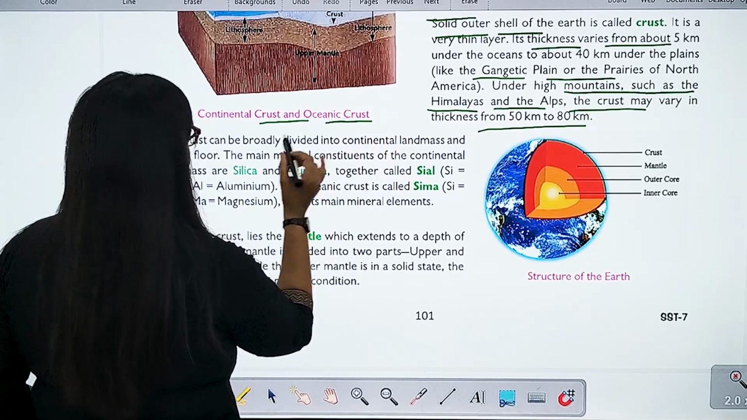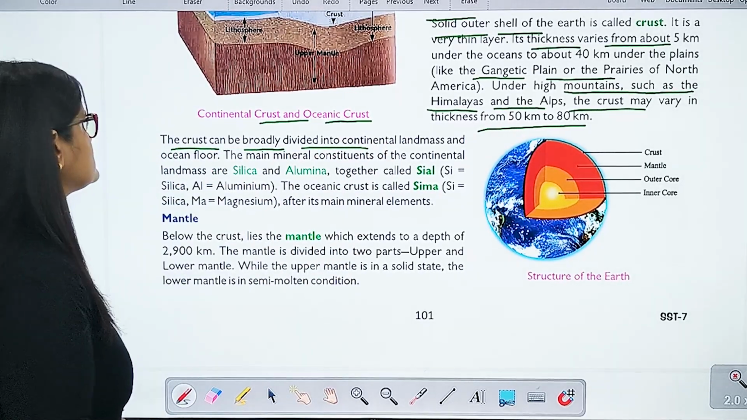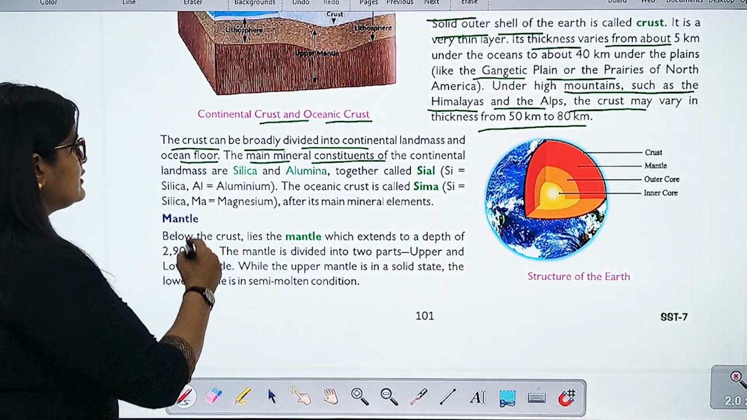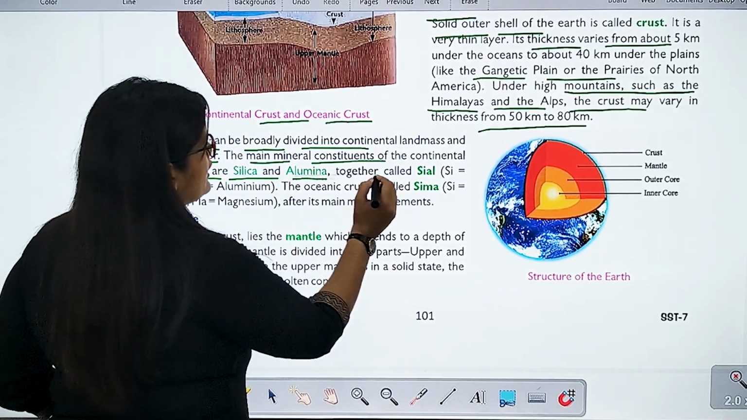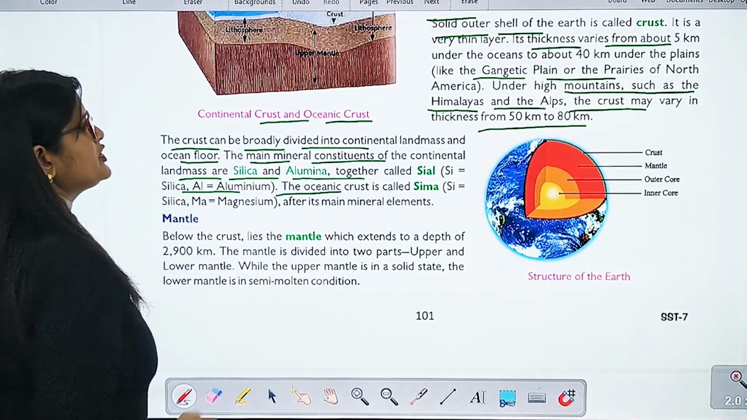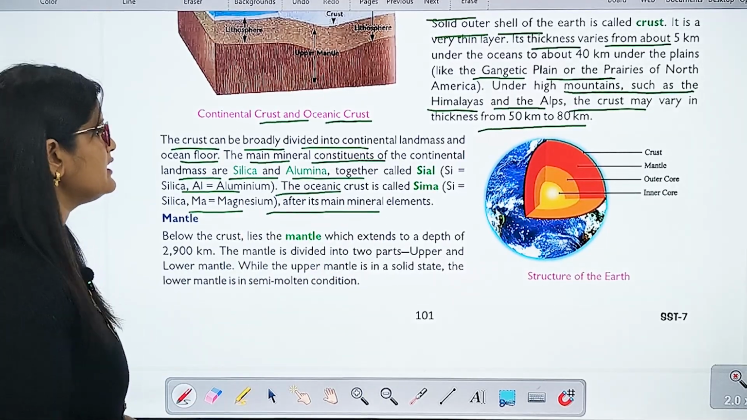Continental crust and oceanic crust. The crust can be broadly divided into continental landmass and ocean floor. The main mineral constituents of the continental landmass are silica and aluminium, together called Sial. The oceanic crust is called Sima, after its main mineral elements, silica and magnesium.